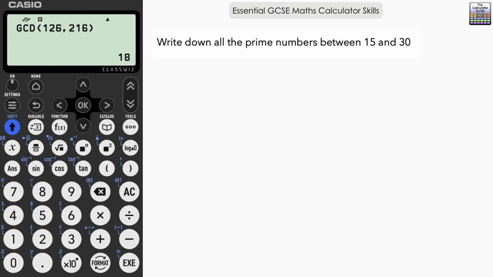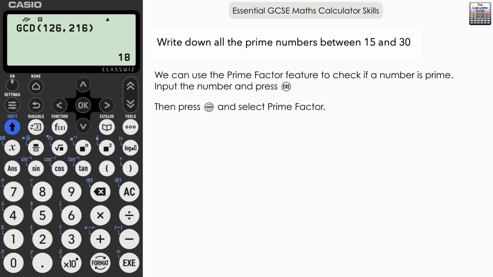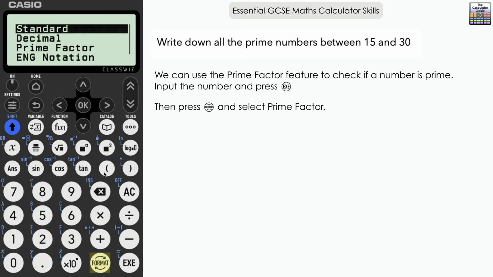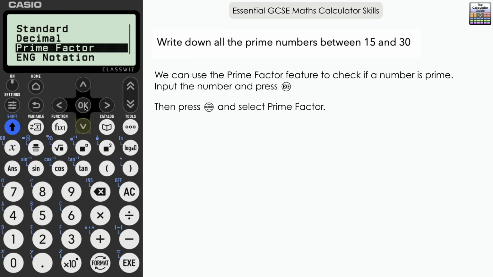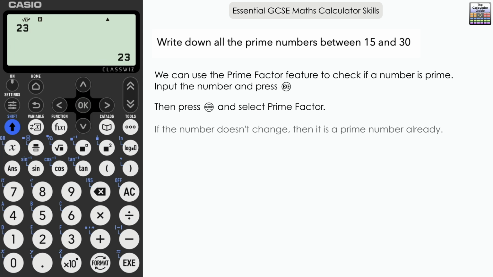Write down all the prime numbers between 15 and 30. We can use the prime factor feature to help confirm if a number is prime or not. So for example, if we input 23 and press Execute, and then Format, and then prime factor, well, that doesn't change. It's not broken into prime factors, so that's showing us that 23 is a prime number. So if we weren't certain, we wanted to check, we could do that.